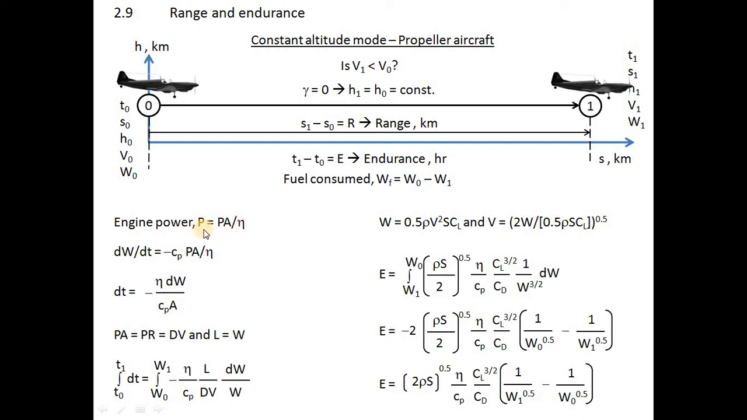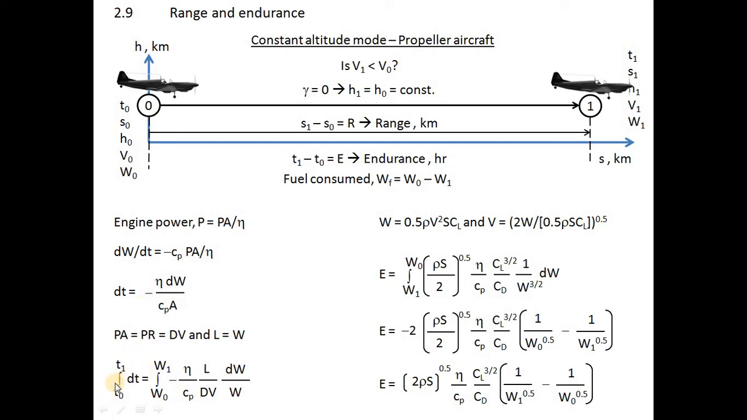So this is the actual power. The actual power from the engine must be higher than the power available, because we also have to consider the inefficiency, especially of the propeller. Now the change of weight over change of time is the power specific fuel consumption, negative CP times PA over efficiency, and if you rearrange, it will become something like this. Then the process is the same as for the jet engine.